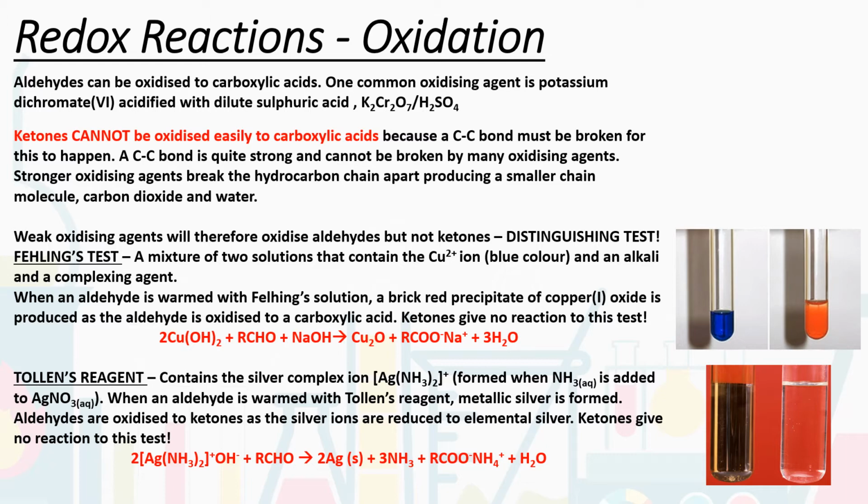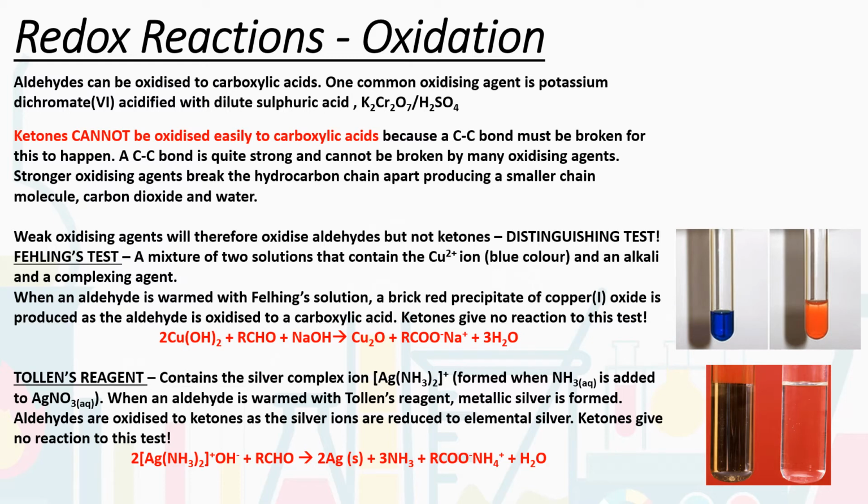Now remember that secondary alcohols can be oxidized up and they form ketones, but ketones can't be oxidized easily to carboxylic acids. They can't be oxidized further because we no longer have any carbon-hydrogen bonds on the carbon that contains our oxygen. So in order to oxidize it further, we'd have to break a carbon-carbon bond. Now a carbon-carbon bond is fairly strong, and also a lot less reactive than a carbon-hydrogen bond, so it can't be broken easily by many oxidizing agents.